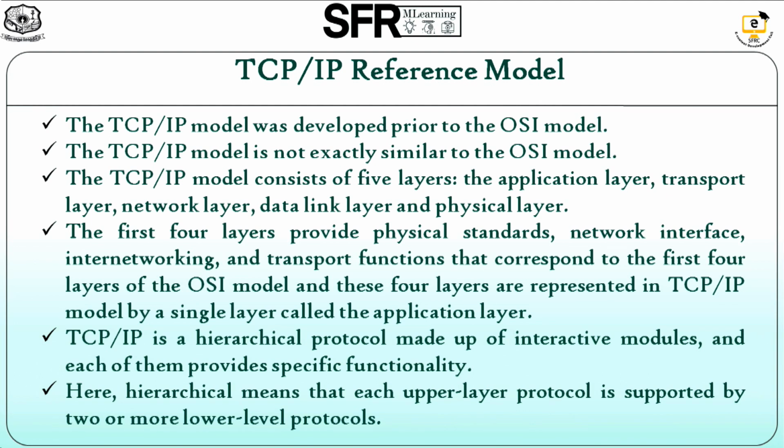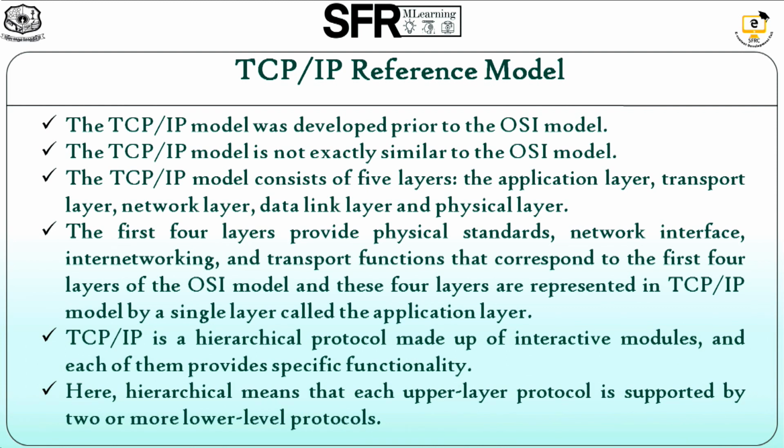The TCP/IP reference model was developed prior to the OSI model. The TCP/IP model is next. It's not exactly similar to the OSI model. The TCP/IP model consists of 5 layers. They are application layer, transport layer, network layer, data link layer and physical layer.